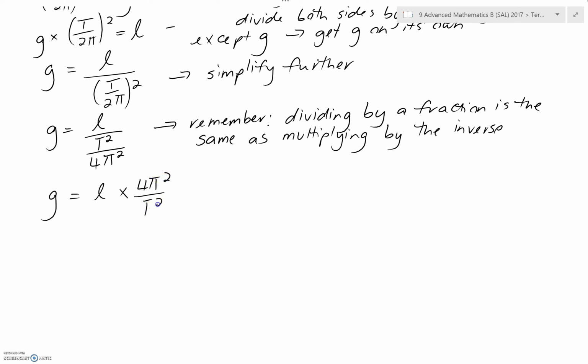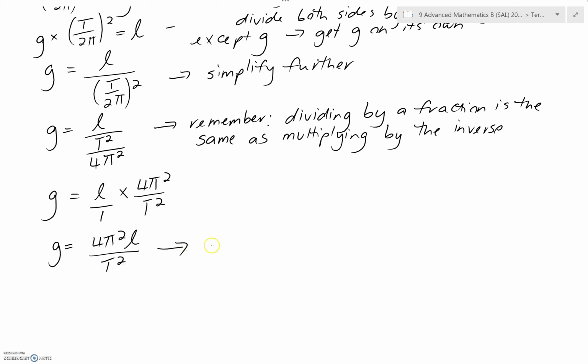squared over t squared. Now, it's probably easiest to turn them both into fractions, and remember we can turn any number or letter into a fraction by putting it over 1. Now, multiplying fractions, top by the top, bottom by the bottom. So that is going to give us g equals 4 pi squared L over t squared.